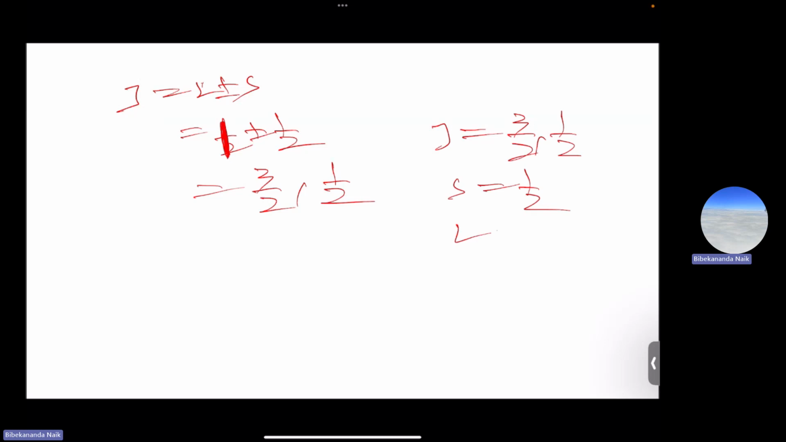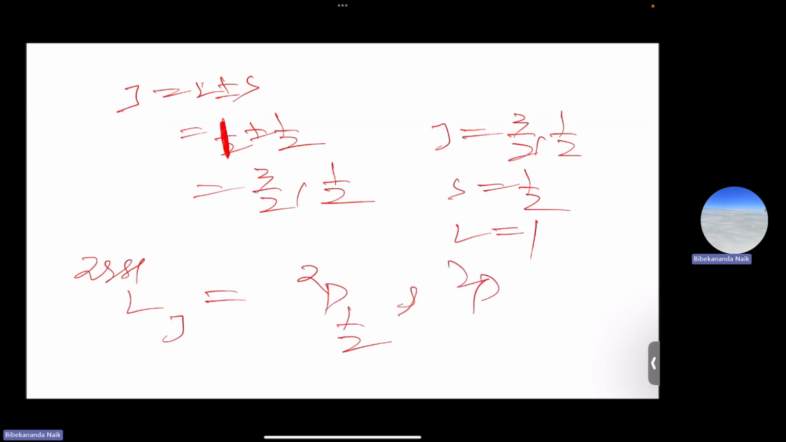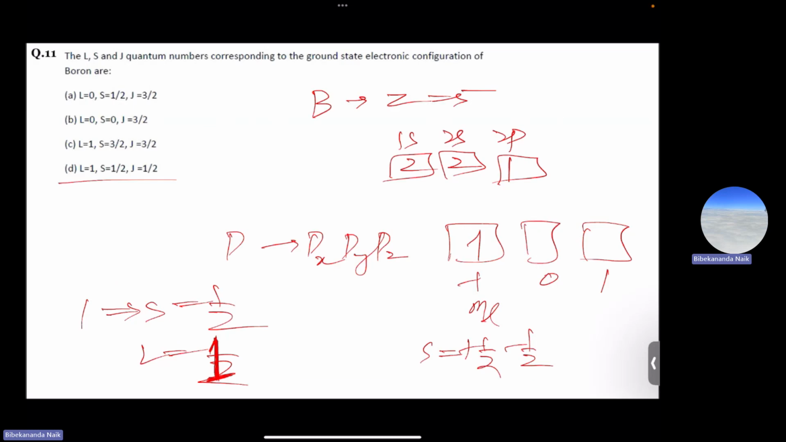S is half, L is 1. And we know the spectroscopic term is 2S plus 1 L J. S is half, so 2S plus 1 will be 2. So it will be 2p half and 2p 3 by 2. So these are the two levels: 2p half with L equal to 1, S equal to half, J equal to half, and 2p 3 by 2 with L equal to 1, S equal to half, J equal to 3 by 2. So these are the options.